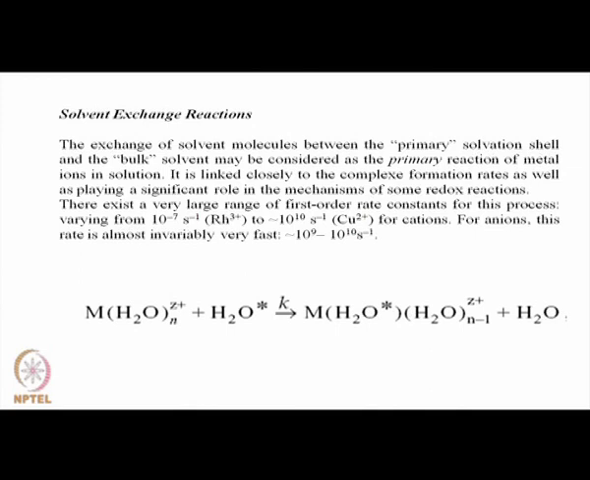Okay, and for cations it varies significantly, from 10 to the power minus 7, very slow, to 10 to the power 10, very fast. For anions the rate is almost invariably very fast, 10 to the power 9 to 10 to the power 10, for this solvent exchange reaction.